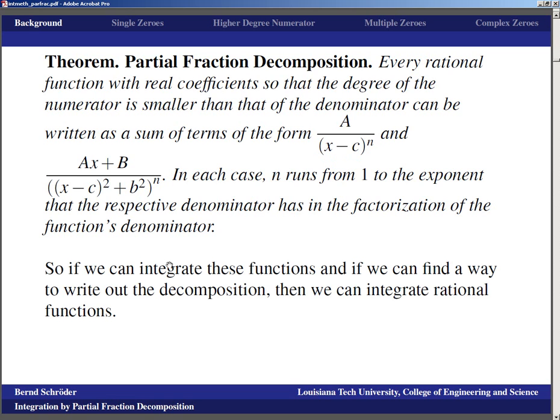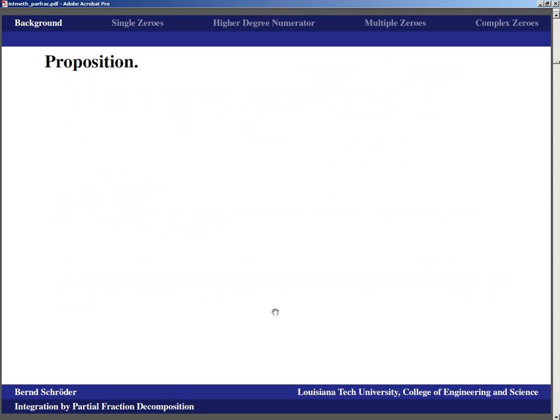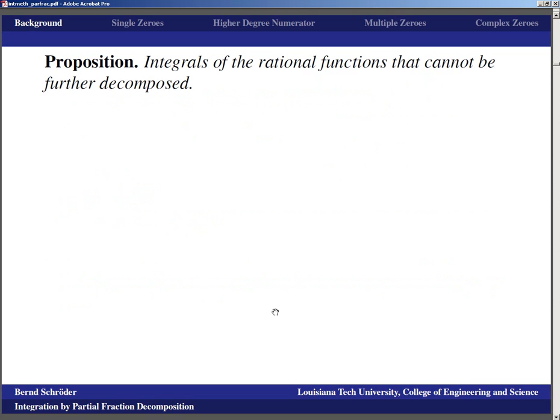Okay, but basically what that then means on the theoretical side is that if we can somehow integrate functions that look like this or like that, and if we can find a way to write out the decomposition, and that's what most of our examples will be about, well, then we can integrate rational functions. So we need the integrals of the rational functions that cannot be further decomposed, and we have those. We will omit the integration constants in this proposition.